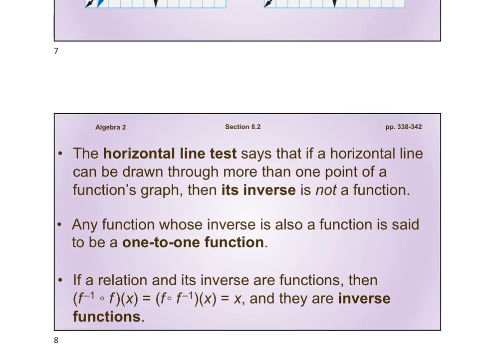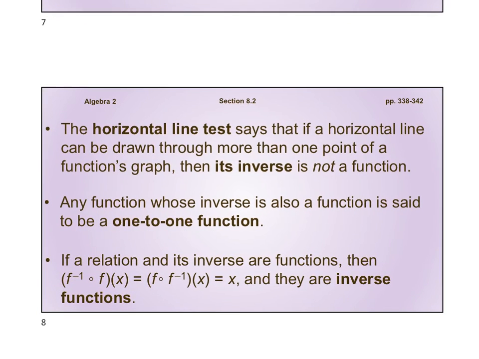All right, the horizontal line test. Now, we talked about the vertical line test before. The vertical line test was that if I can draw a vertical line through more than one point anywhere along the line, it's not a function. Okay?